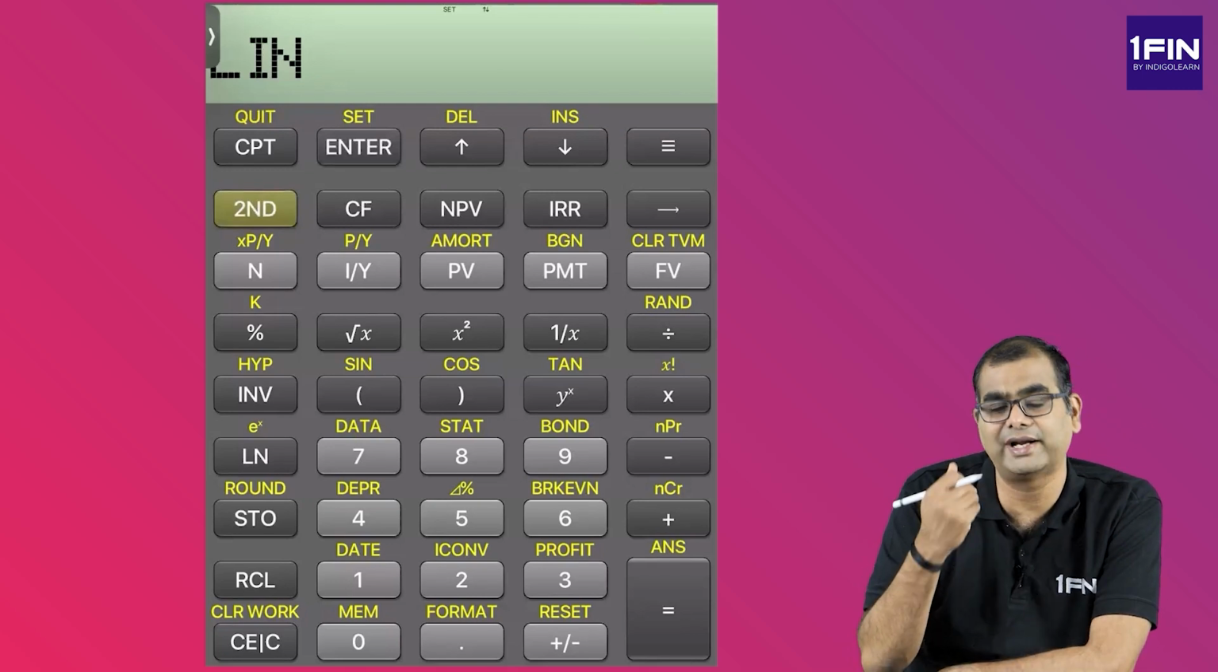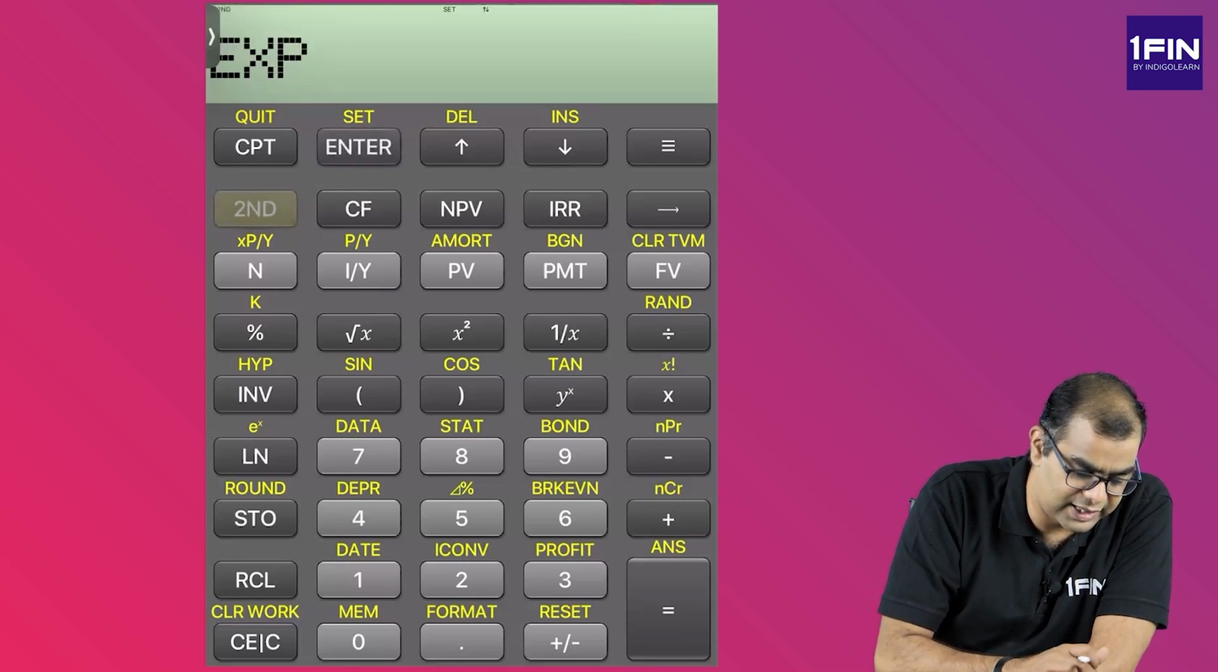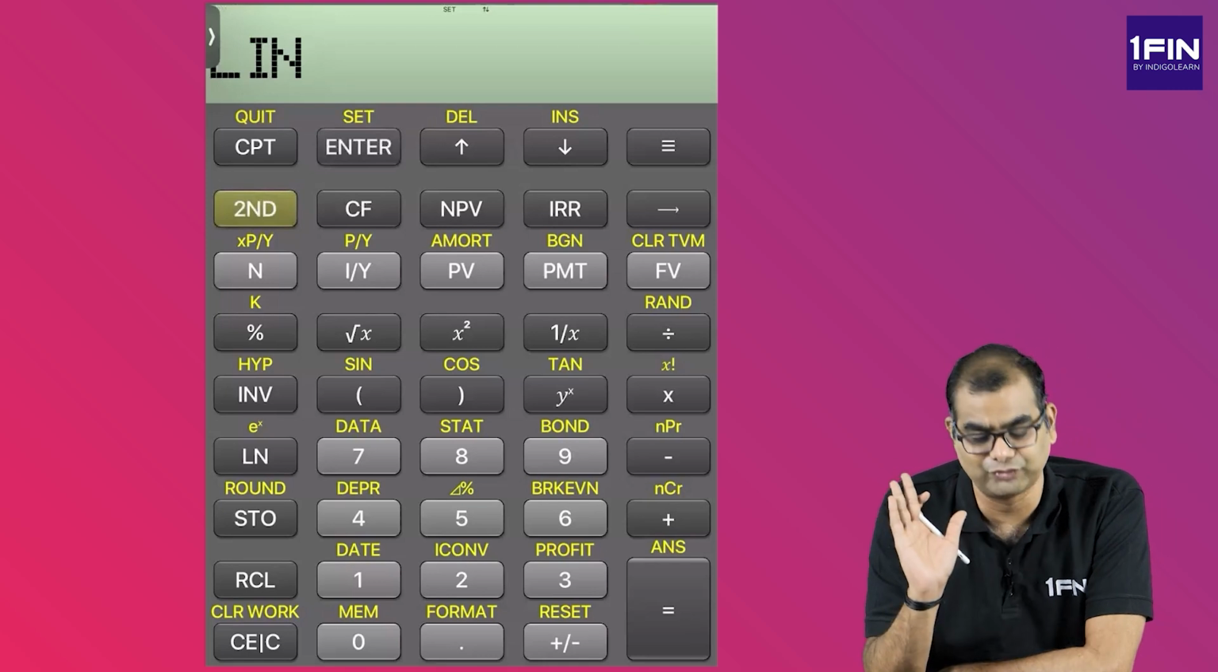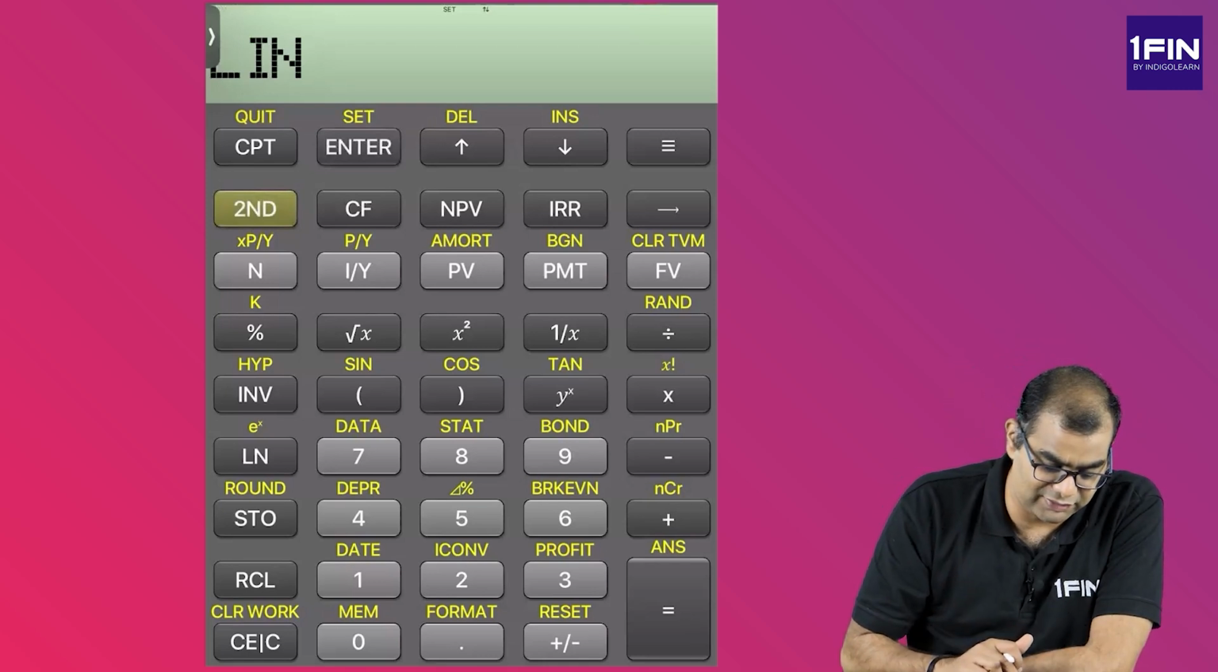That is when you'll get all this data correctly. If you have any of the other things like LN or EXP or power or 1 minus v, it is going to be tough. Okay, so this is about the statistical function, a very, very important function that we have concluded now.